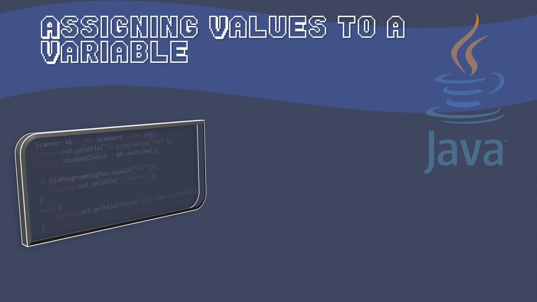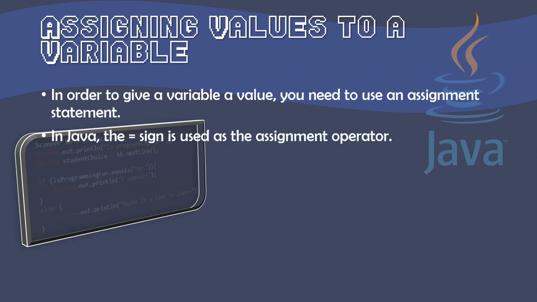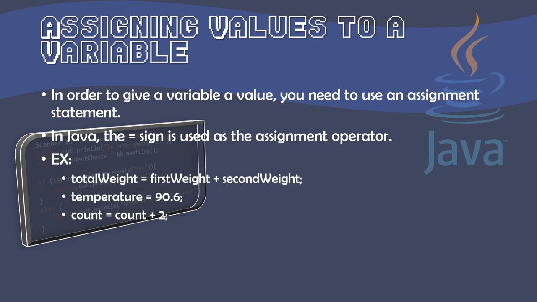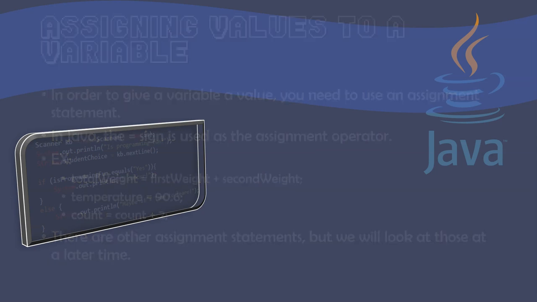Now, the last step, if you remember, is equals a value when we're creating a variable. So to assign variables values, we have to use what's called an assignment statement. In Java, the equal sign is used as the assignment operator. So, type name equals a value. And of course, here are some quick examples. I say totalWeight equals firstWeight plus secondWeight. temperature equals 90.6. count equals count plus 2. These are all examples of variables being assigned. Now, there are other assignment statements that we can look at besides just a straight up equals, but we're going to look at those at a later time when we can dive deeper into them.